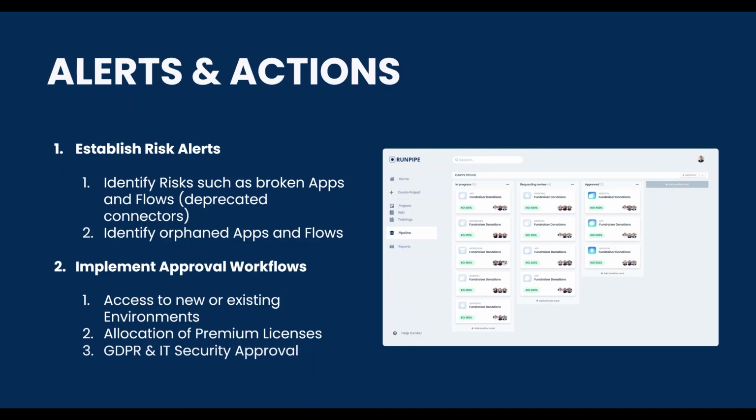With approval workflows, you can ensure that the governance you have defined can be complied. Runpipe provides pre-built approvals for accessing environments for app maker projects, the request of premium licenses, and regulatory approvals such as GDPR and IT security. Although there are predefined workflows, these can subsequently be adapted and extended.